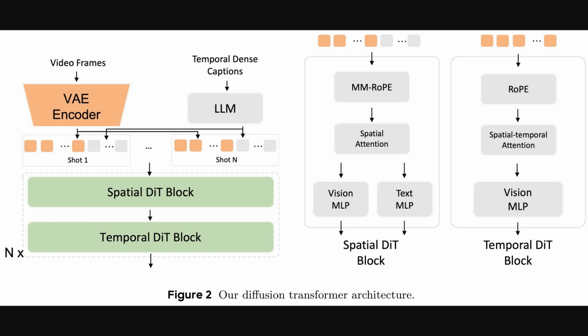Alright, so how does Seedance achieve those impressive results? This next diagram shows us the model's architecture. On the left, we see video frames are first compressed by a variational autoencoder, or VAE, which is a component that makes the video data much easier for the model to process. This compressed data, along with detailed text captions, then enters the core engine. This engine uses separate blocks to process spatial information, so what's in each frame, and temporal information, meaning how things move over time. This separation is key to balancing visual quality with believable motion.